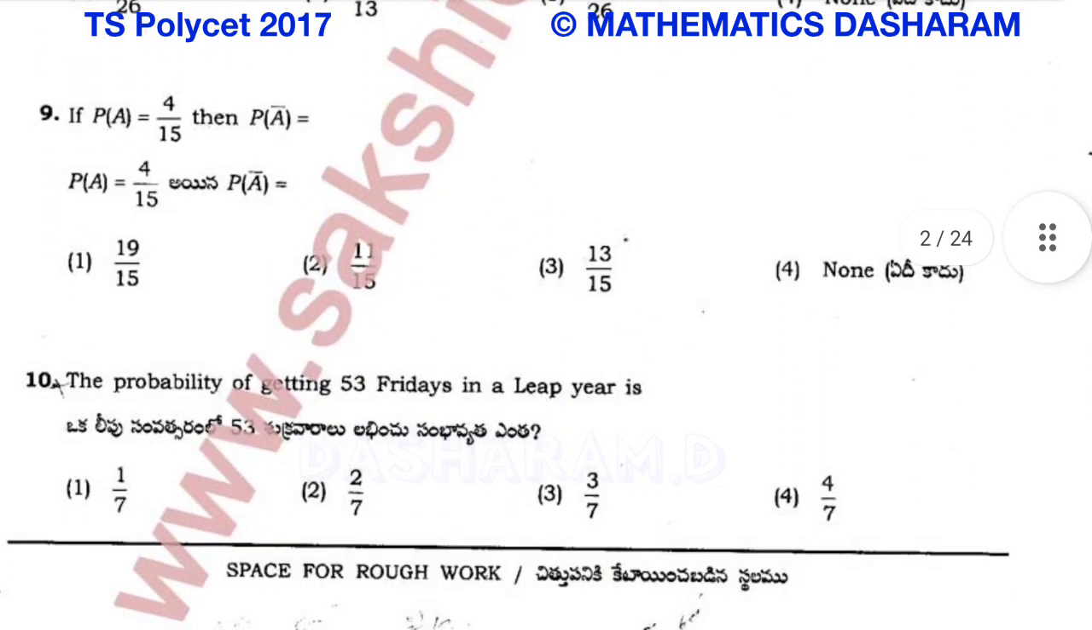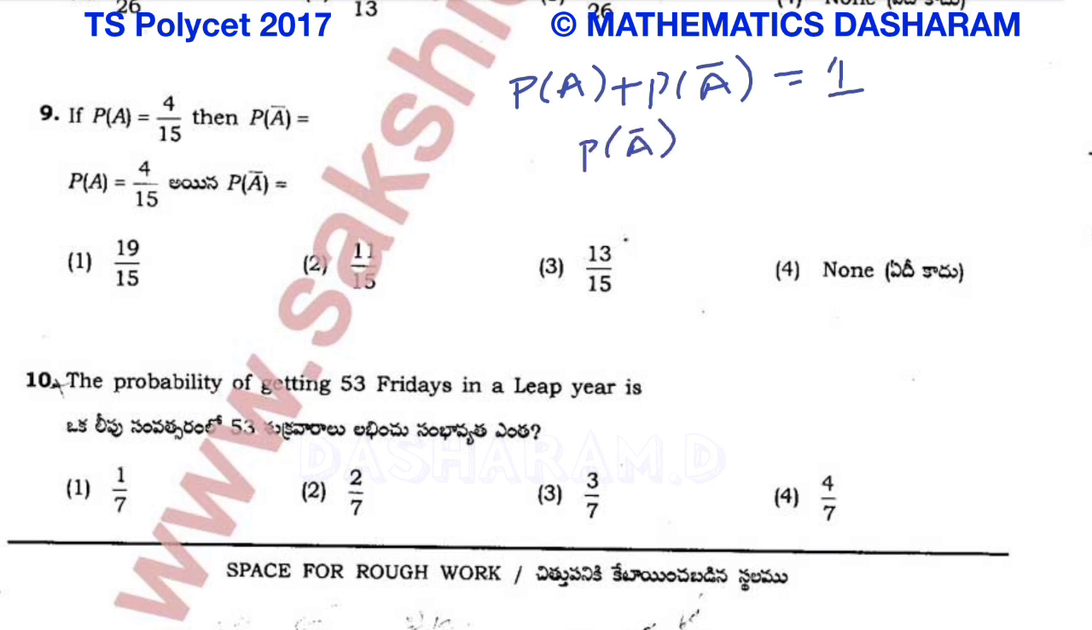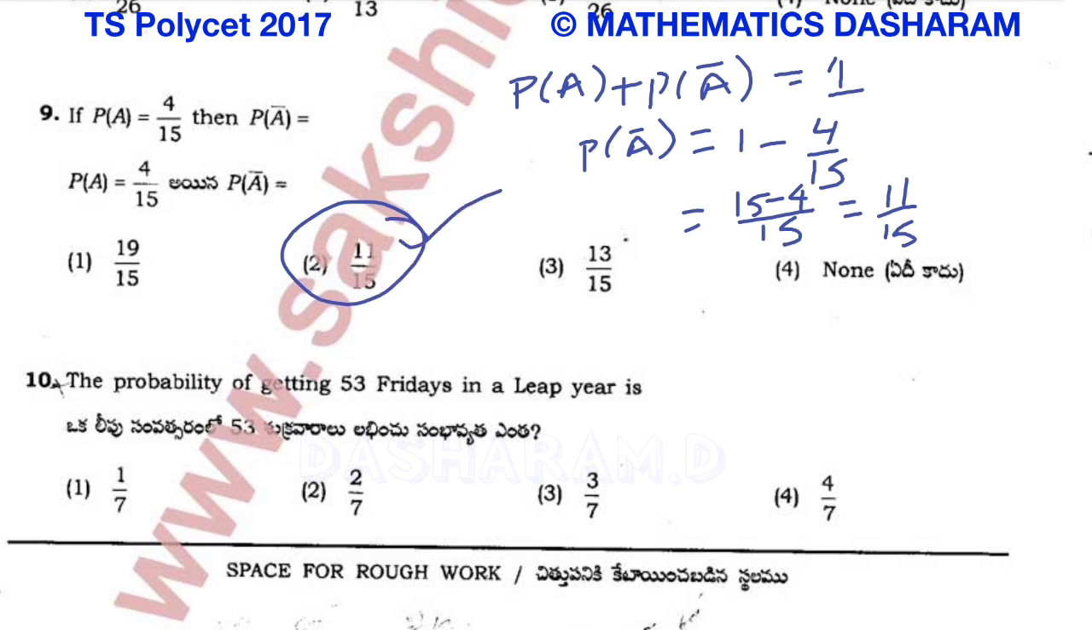Next, ninth question. If P of A equal to 4 by 15, then P of A dash. We know that A and A dash both are complementary events. So we have one formula, P of A plus P of A dash, the sum of the probabilities of two complementary events, equal to 1. From this, P of A dash equal to 1 minus P of A. So 1 minus 4 by 15. The LCM is 15. 15 minus 4, it is equal to 11 by 15. So option 2 is correct.